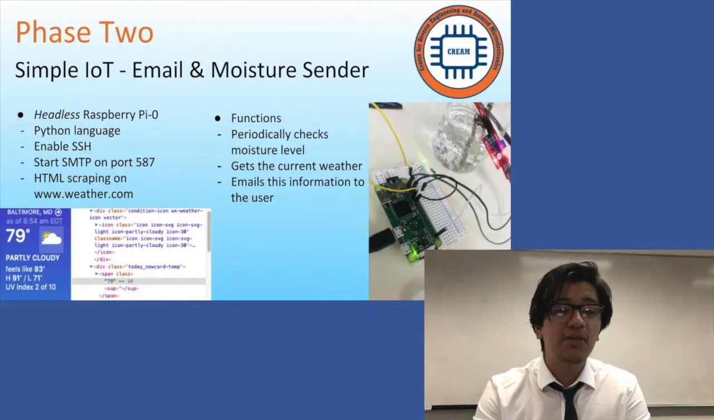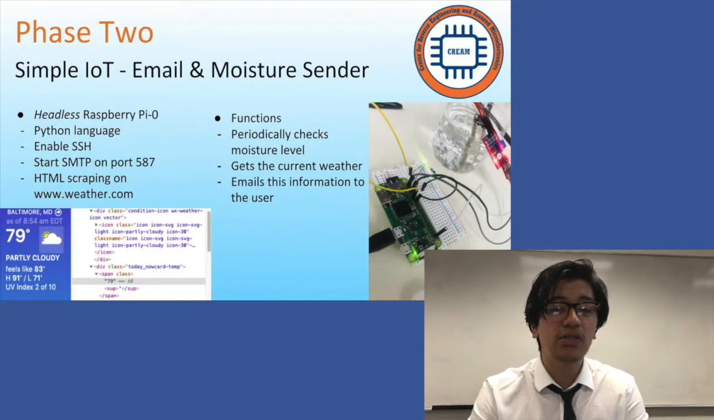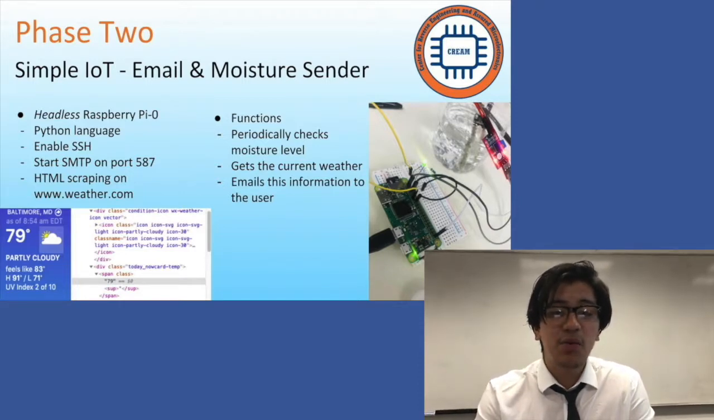So now that our Mud Manager is up and running, our next step is to run this program on an IoT device that we create. If it works for our IoT device, it will work for a second device and a third and so on. So we built a simple email and moisture sender.